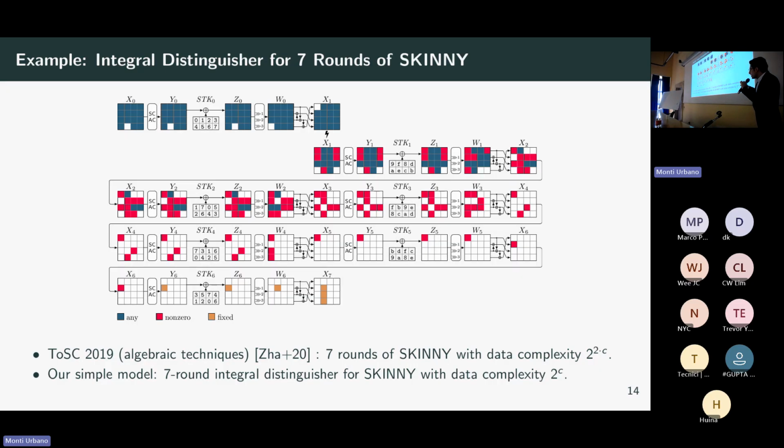And but they didn't care about this link between zero correlation and integral, and they found a 7-round integral distinguisher with complexity of 2 to the power of 2c, which is much more complex than ours, right? The complexity is much worse, it's higher. But there was another example.